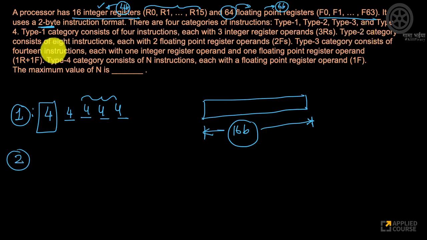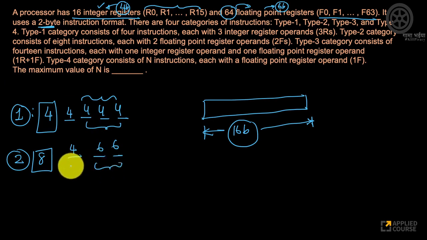Next, type 2 category consists of 8 instructions, each with 2 floating point register operands. So 6 bits here and 6 bits, because to address any floating point register I need 6 bits, right? Sorry, 6 plus 6 is 12. So I'm left with 4 more bits here for the opcode. There are 2 operands here, and this is your opcode.